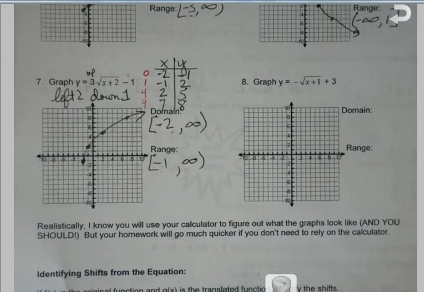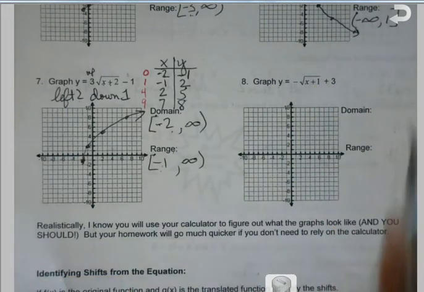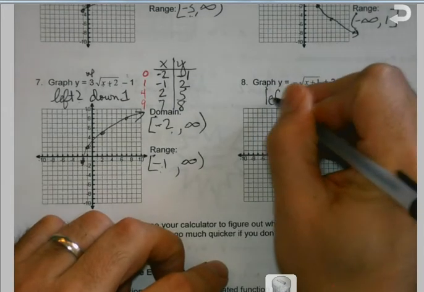So for instance here, okay, number 8. So I see this +1 and this +3. What does that mean as far as shifts go? And if you have to cheat and look on the front of your packet, do it. Left one. Okay, left 1.